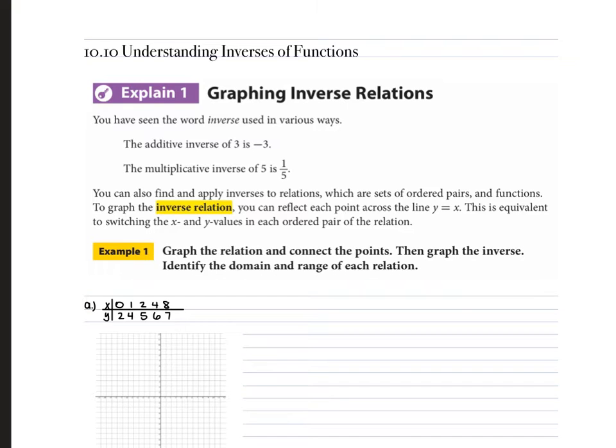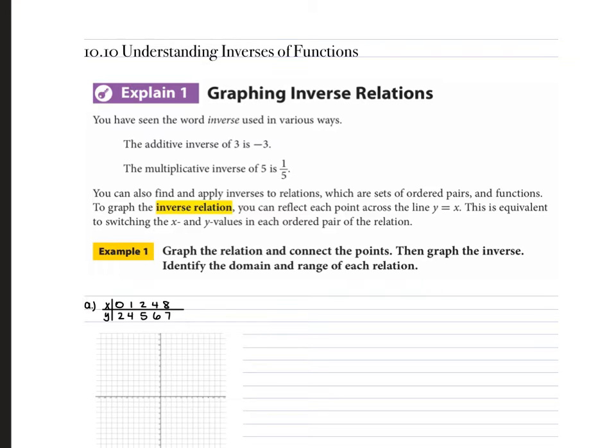10-10 understanding inverses of functions. Inverses of functions are just two functions that mirror each other. In order to find the inverses, if you're given ordered pairs, you just have to switch the x and y values. If you're given an equation, you have to switch the x and y in the equation and then resolve for y.